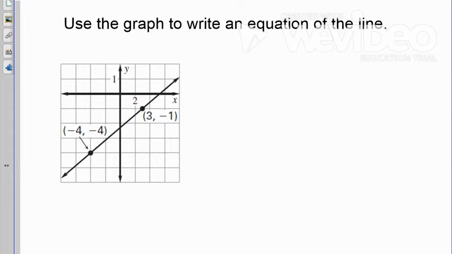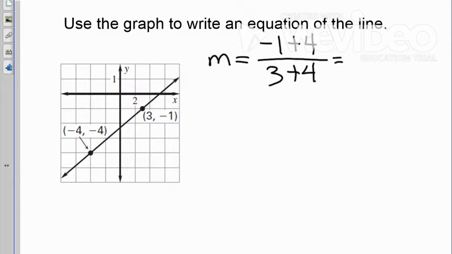So what I'm going to do is I'm just going to use y2 minus y1 over x2 minus x1 to find the slope. Okay, so I'm just going to start with negative 1 plus 4. Okay, I'm just using those 2 points. And then 3 plus 4 as well. All right, so if I simplify that, I should get 3 over 7. Okay, 3 over 7. So that's going to be my slope.